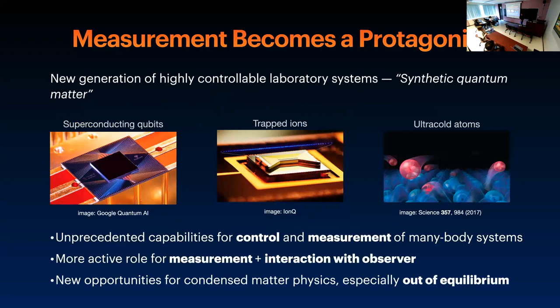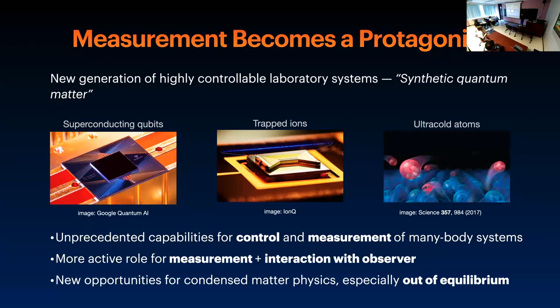However, this is set to change to some extent with the development of new technologies for quantum computing and quantum simulation, which we can think of as synthetic quantum matter. So, quantum matter that is not occurring naturally in nature, but is engineered and made to have certain properties. This takes many shapes and forms, and it's not an exhaustive list by any means, but it can be processors like qubits or trapped ions. It can be analog simulators based on optically trapped atoms and many more things.